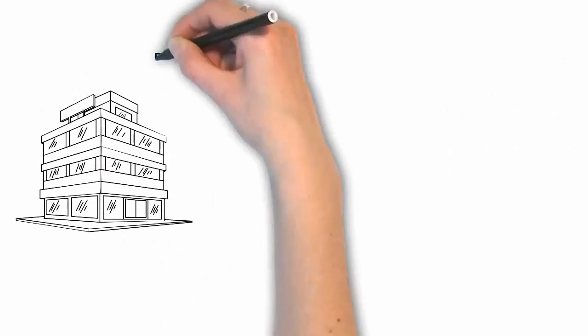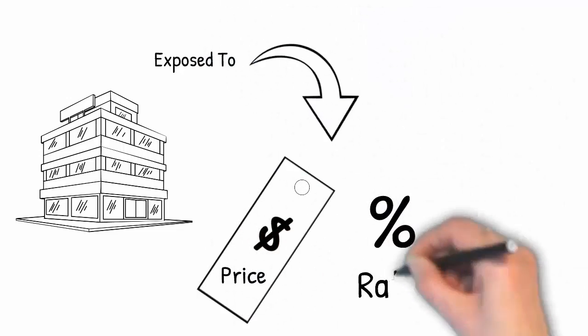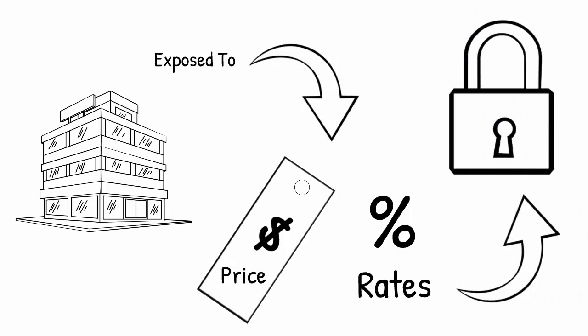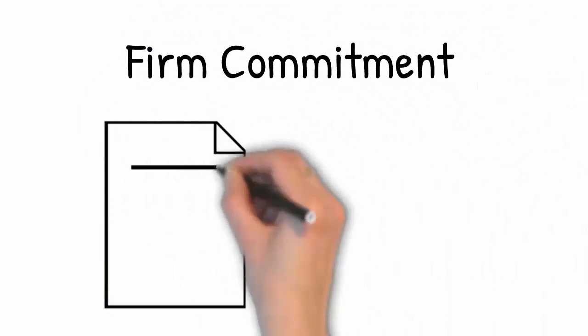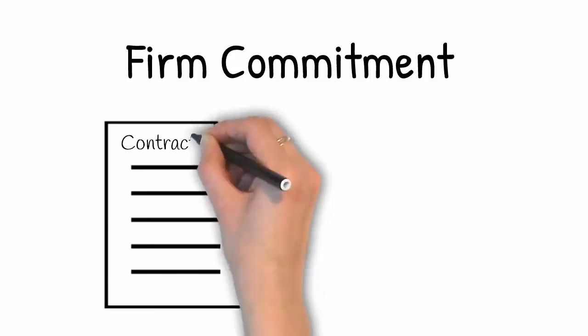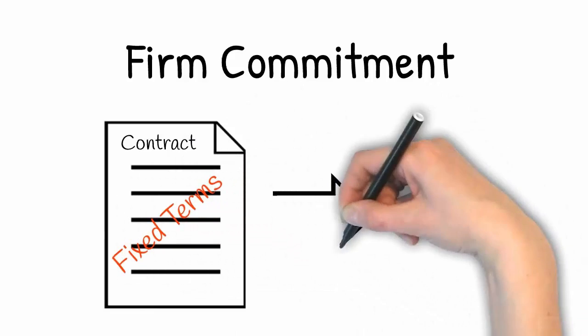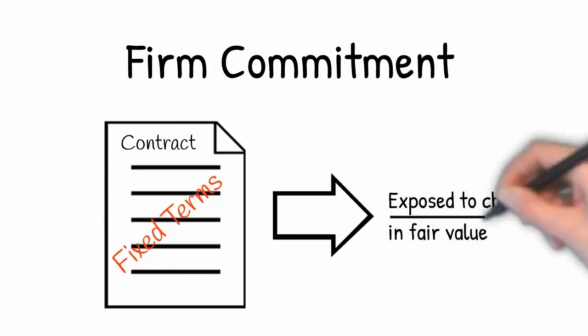An entity sometimes has exposure to risks, such as price or rates that are fixed or known. In other words, they are locked in. Or an entity may have a firm commitment, where the entity has a transaction that will take place in the future that has terms that are contractually fixed. This exposes them to changes in fair value.